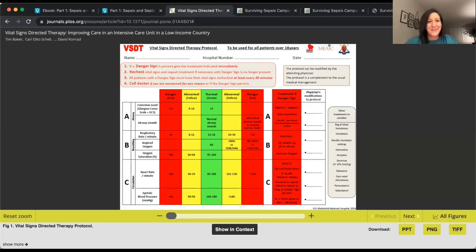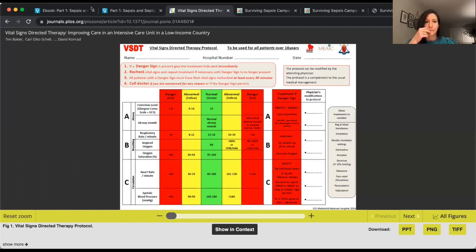Absolutely, Anna. So the Vital Signs Directed Therapy Protocol has been developed to take us through any critically ill patient, and we consider septic patients to be critically ill patients. We always go with the usual ABC. As we approach any critically ill patient, we assess the airway and look for any derangements. As you see in this table, we have the normal ranges shown in green, the deranged vitals in yellow, and the ones in danger are shown in red.